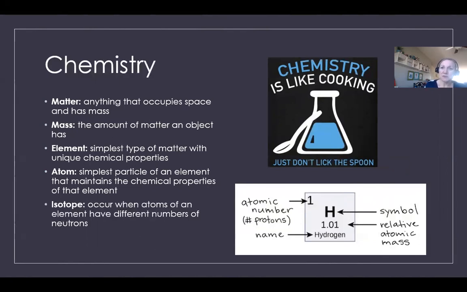So isotopes occur when atoms of an element have a different number of neutrons. If we look at the atomic number, this is the number of protons. This is like the fingerprint. This is what makes an atom a specific type of atom. So a hydrogen atom is identified by one proton. A calcium is identified by its number of protons. If we change the number of neutrons, we change the mass, and we call it an isotope. But it doesn't change what the atom actually is or what type of element it is. So then again, looking over here, we've got the name, the symbol, and the relative atomic mass.